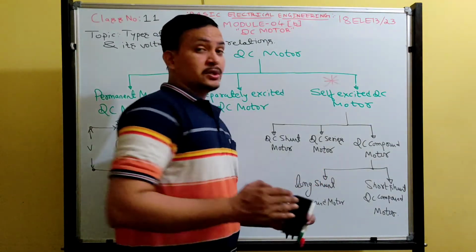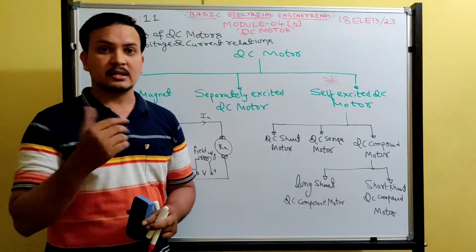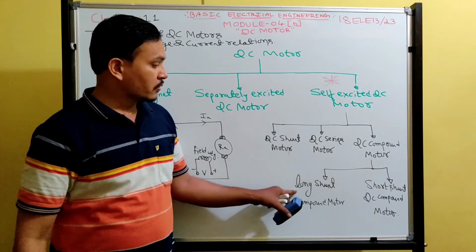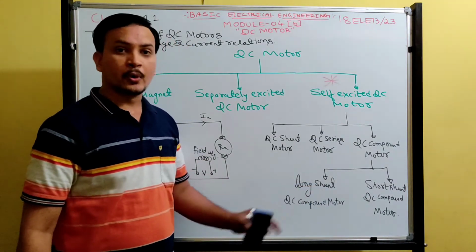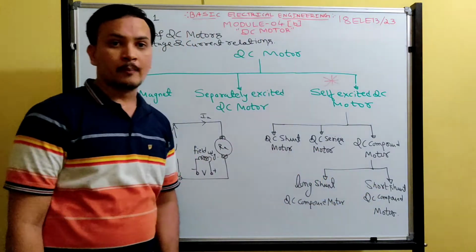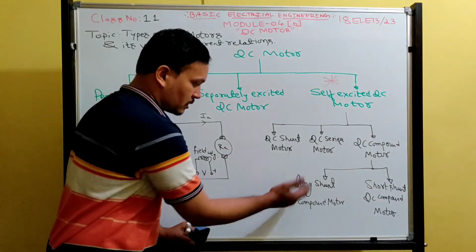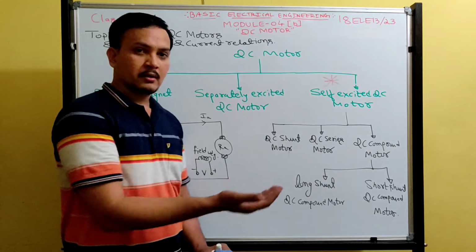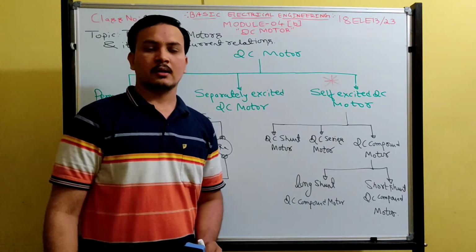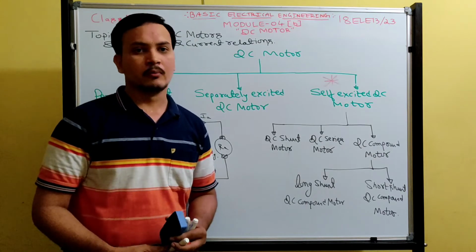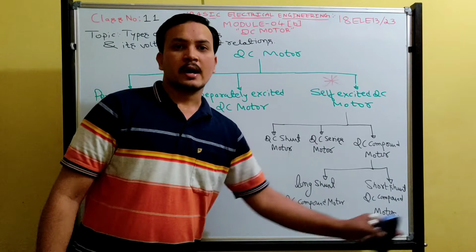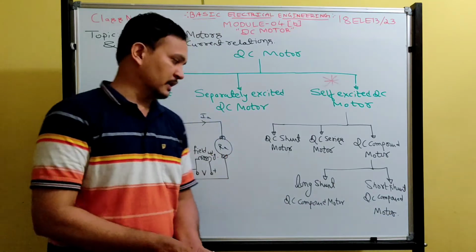And based on the arrangement of the shunt and series field winding, the compound motors are classified into two types. One is the long shunt DC compound motor, and another one is the short shunt DC compound motor. So further, in long shunt and short shunt, we have two types, that is cumulative compound motor and differential compound motor. Similarly, for short shunt also, cumulative and differential are there.